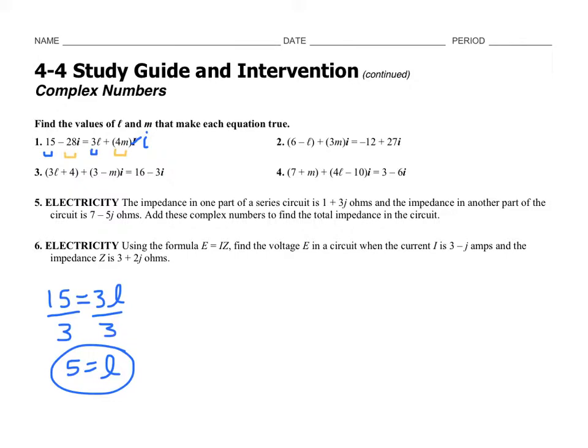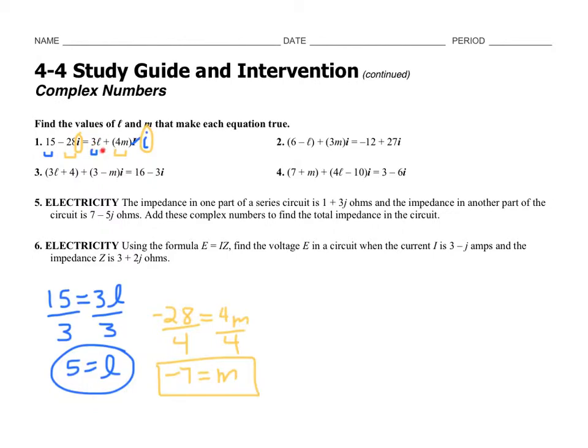And then we do for the imaginary part, that negative 28. We don't have to worry about the i's, but you do have to worry about the sign here, because that's actually the b value. B equals b. The b in this one is equal to the b in this one. So negative 28 equals 4m. Solve for m. Negative 7 is equal to m. And then you can check your answer by plugging it back in.